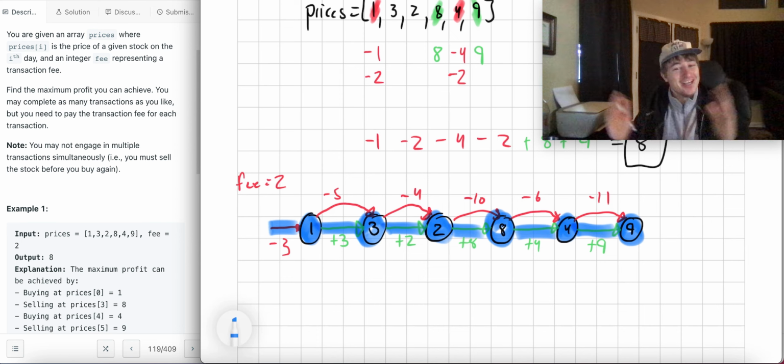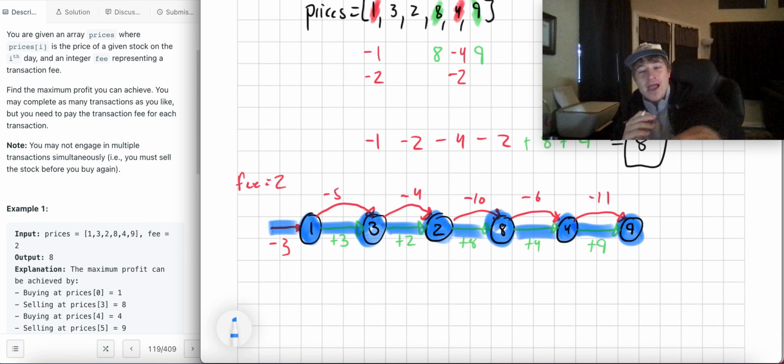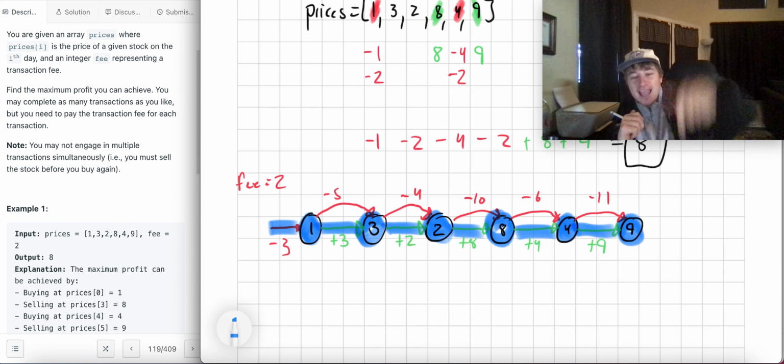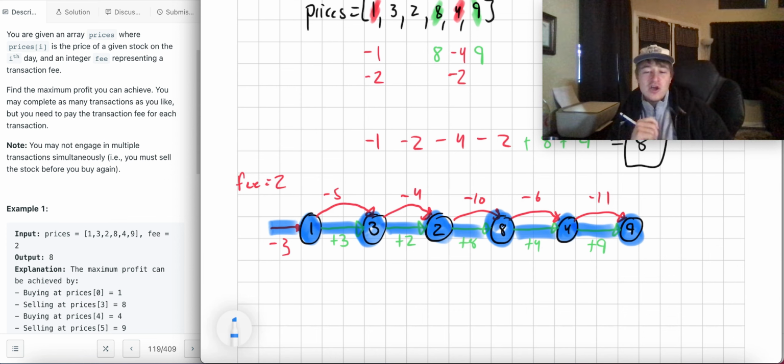That's all right. I mean, if we found the maximum path in this graph, that's what it would be, right? Well, sounds good to me, right? I just kept selling it. Sell, sell, sell. That's like every day I'm selling and selling and selling. Why doesn't this work? Well, because I can't sell again unless I buy again.